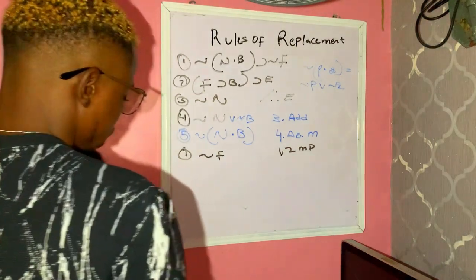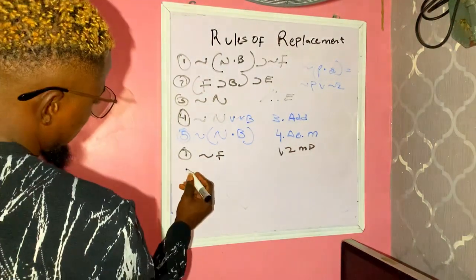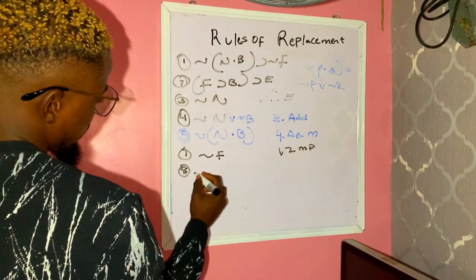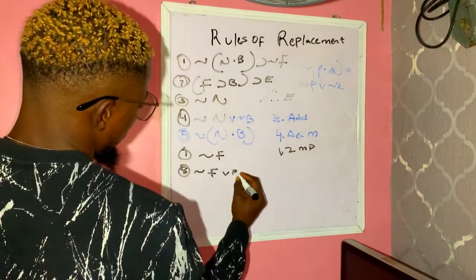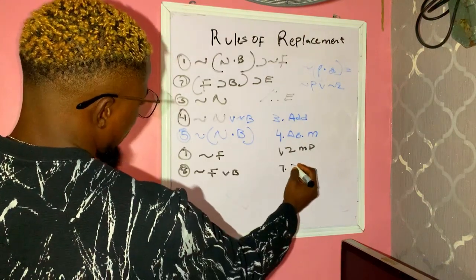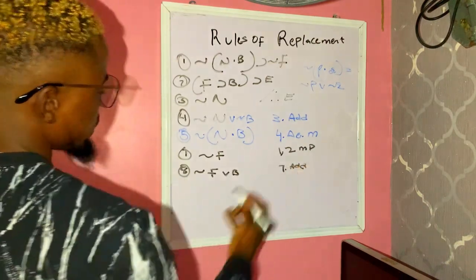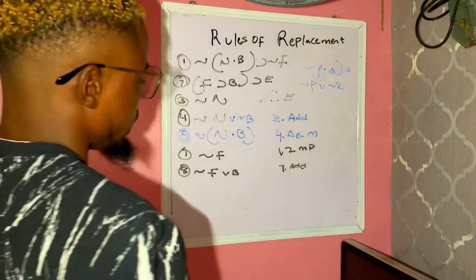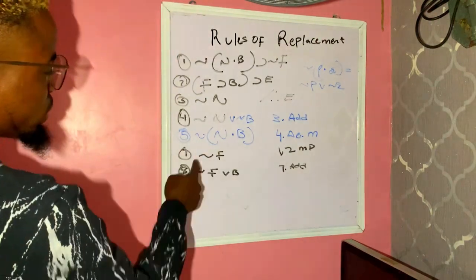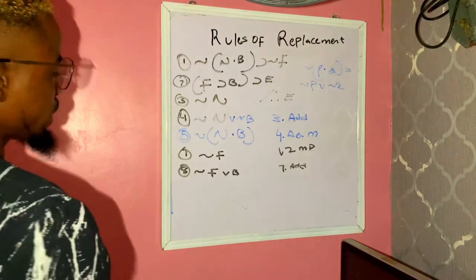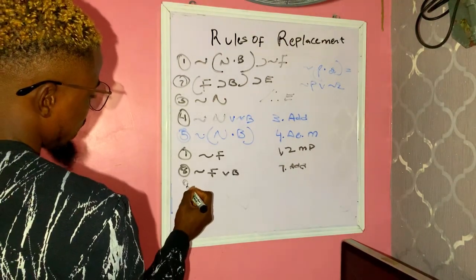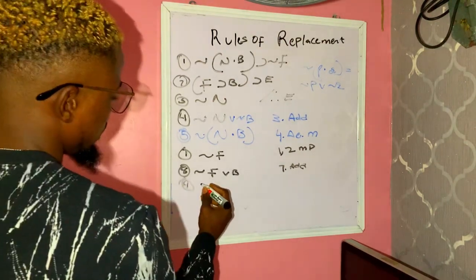So it's as easy as that. Then line 8, I cannot say negation F or B. So I'll say 7, addition. The rule of addition states that P therefore P or Q. So negation F, therefore negation F or B. So 7, addition.